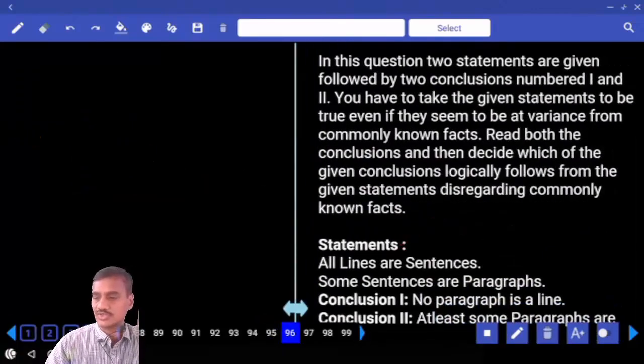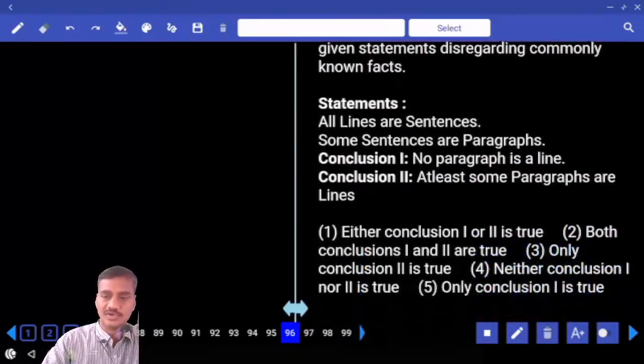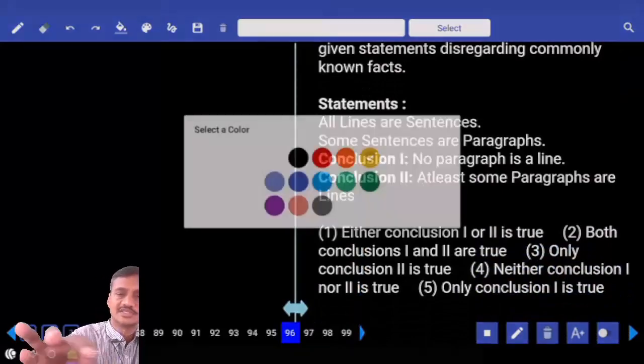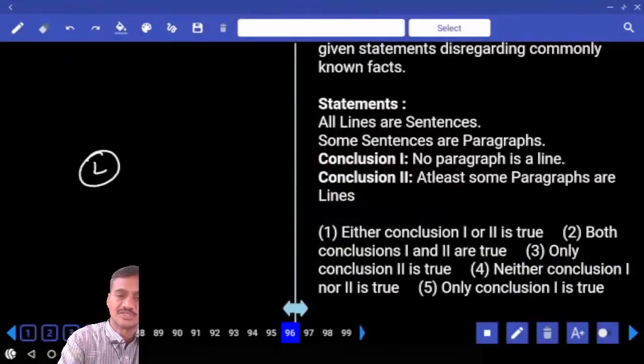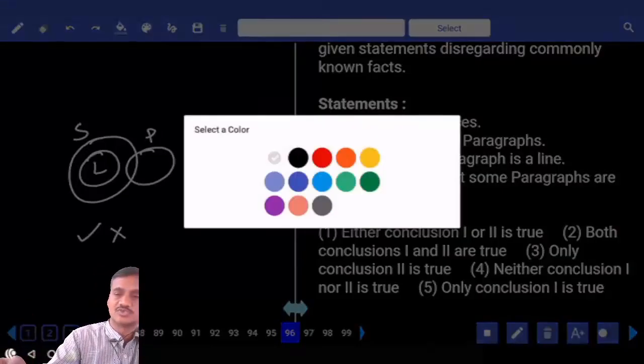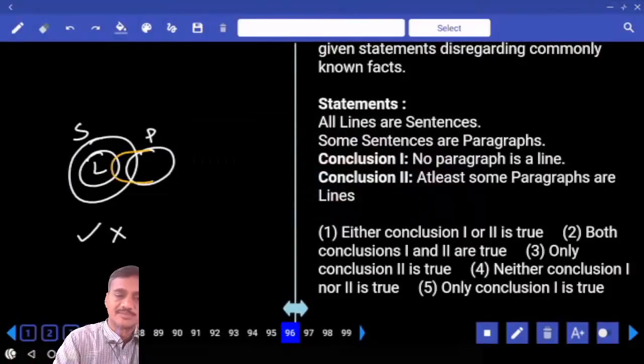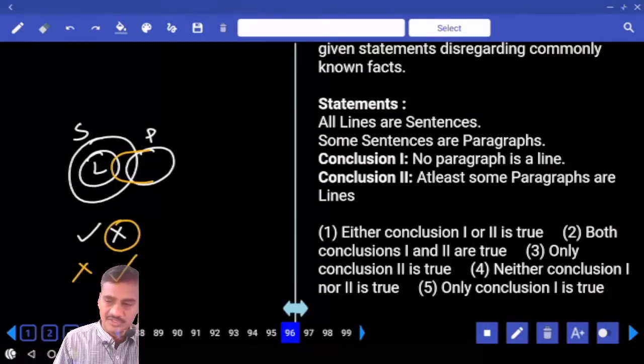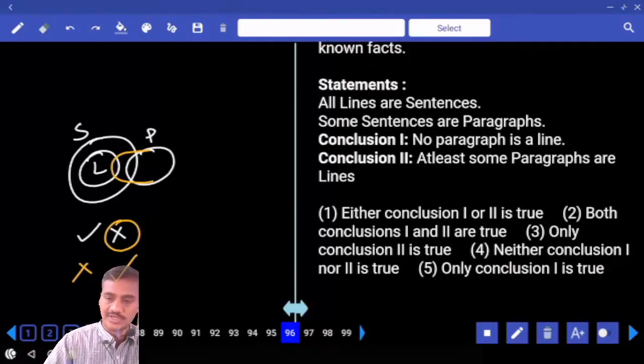Now in this 96 to 100, they are based on what logically follows. Now in this, all lines are sentences. How to represent this one? These are the lines that are sentences. Some sentences are paragraphs. Now according to this, no paragraph is a line is definitely true. And some paragraphs are lines is false. As no paragraph is a line is true, to make this one false, I need to write down that some paragraphs are lines. Is it possible? Alternate diagram: true. And some paragraphs are lines, which was false earlier, has now become true. Hence what is your answer? A is the one, not 2, choice 1.